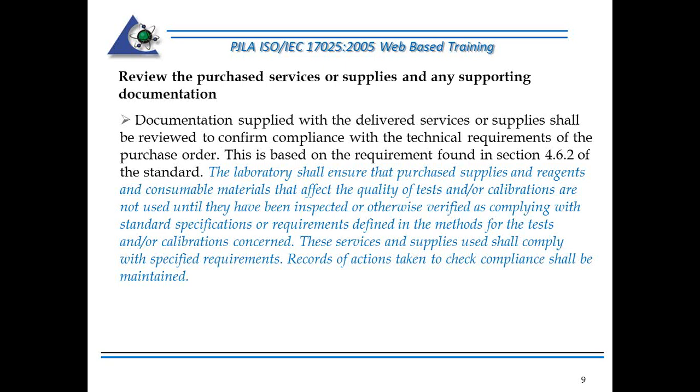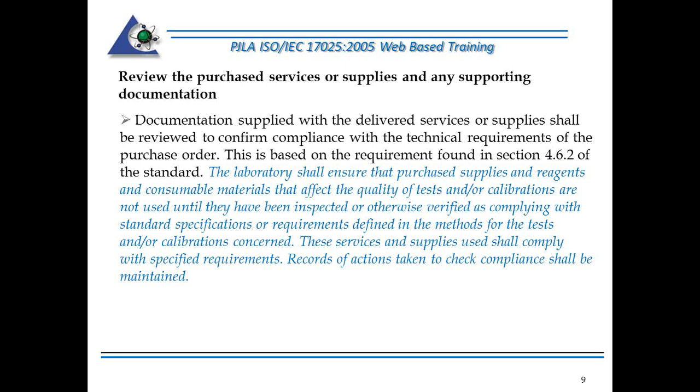These services and supplies used shall comply with specified requirements. The source for these specified requirements should be reflected in the requisition that generated the purchase order. And if it's an organization where the requisition and the purchase order essentially are the same document, then the knowledge of what these specifications are should have been incorporated into the decisions made in specifying specific things on the purchase order. Records of actions taken to check compliance shall be maintained.